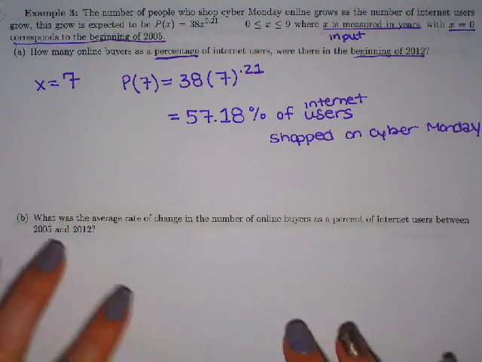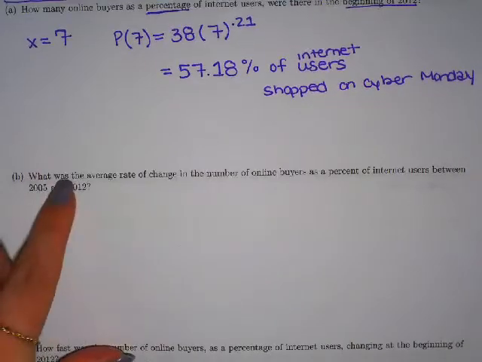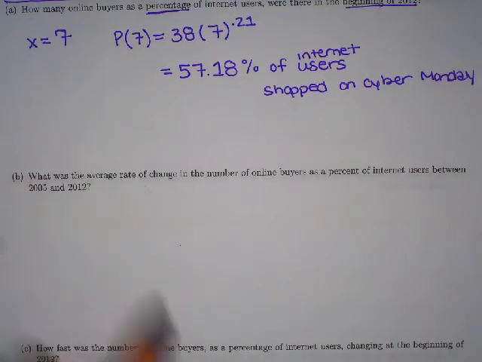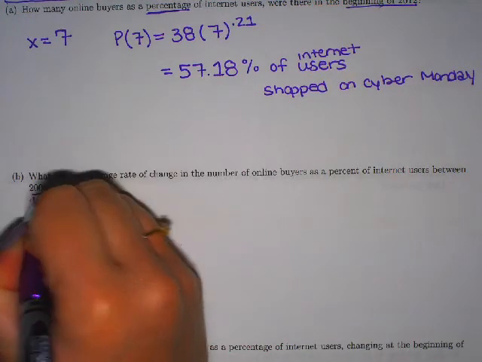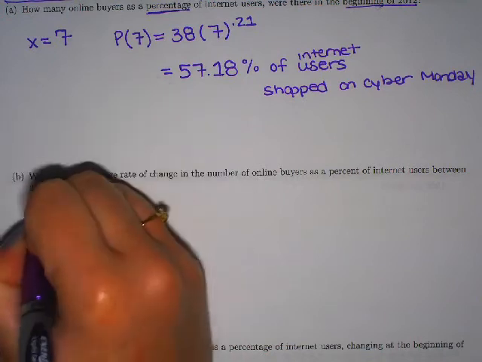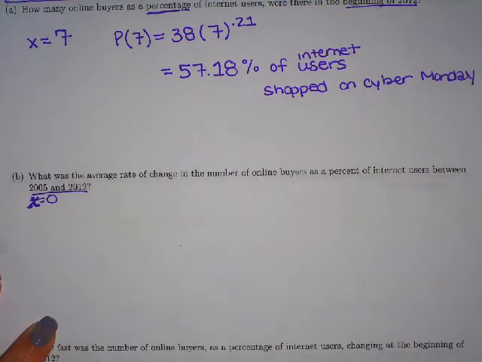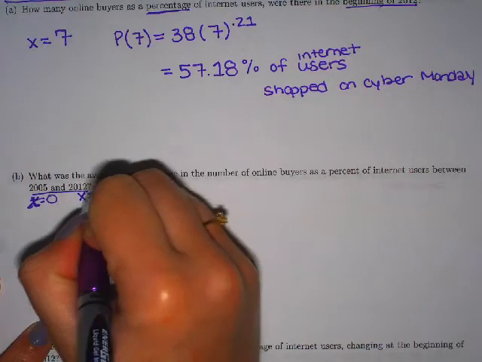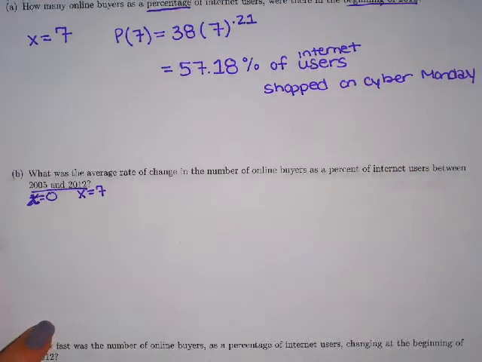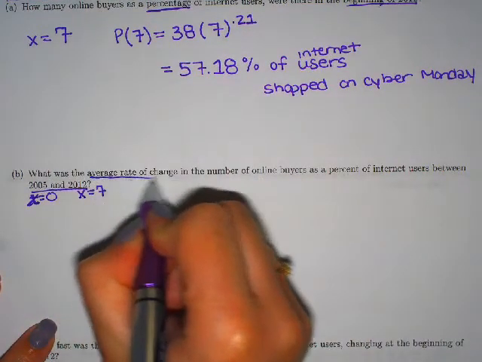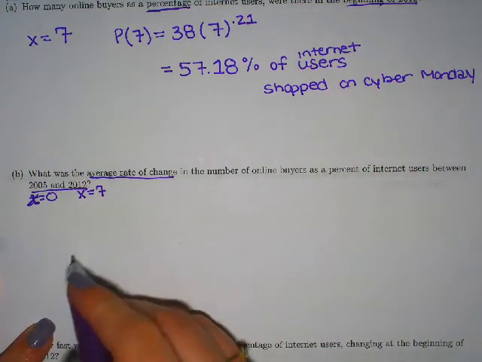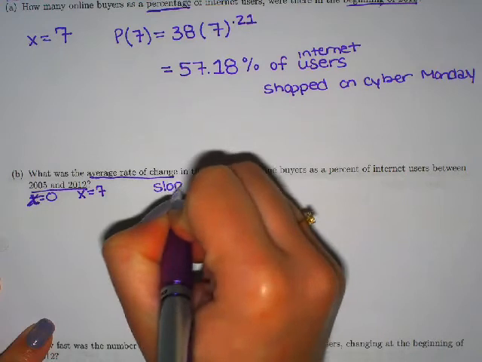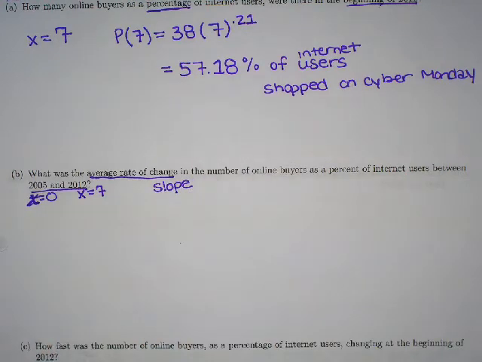And let's see what happens after that. What do we have in here? We have what was the average rate of change in the number of online buyers as a percent of internet users between 2005 and 2012. So we're talking about 2 years. 2005 is said to be, x is 0, not t for this one. X equals 0 for 2005, and we just found that x equals 7 for 2012. And we want to find the average rate of change between these 2 years. So should we use the derivative or the slope formula? Average rate of change is always the slope formula.